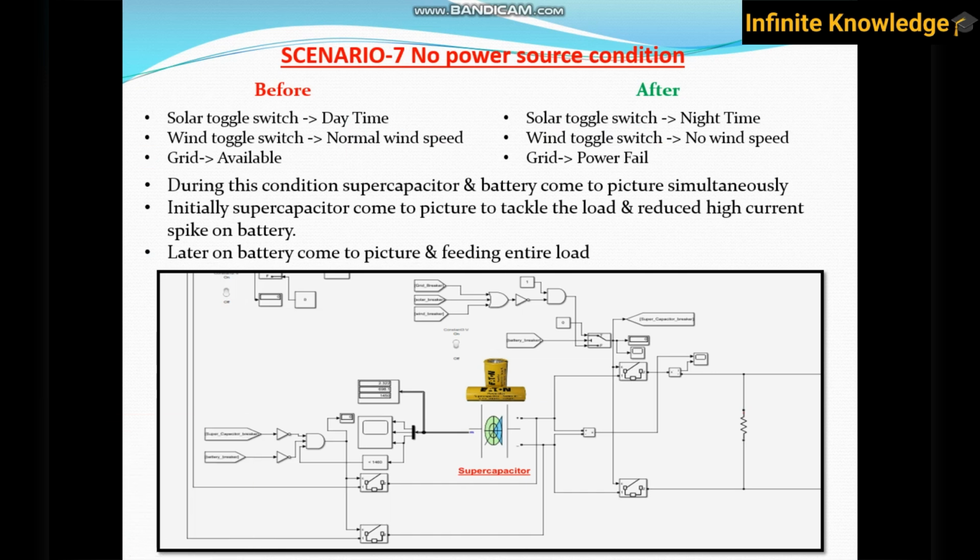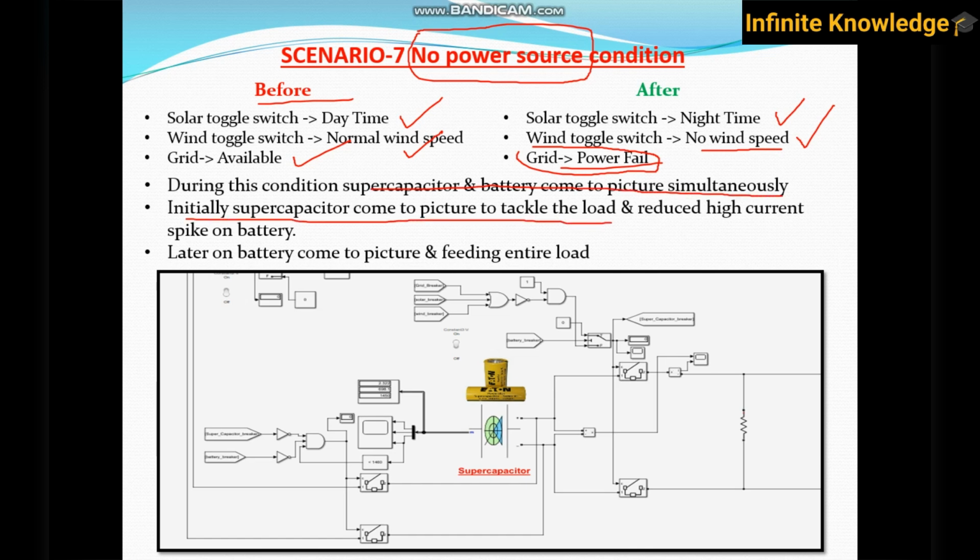What is the seventh scenario? No power source available. Right now the supercapacitor and battery come into the picture. Before, in the earlier scenario, it was daytime with normal wind speed and grid availability. But when I change to night time, there is no solar, there is no wind, and the grid power also fails. In this condition, the supercapacitor and battery come into the picture. Initially the supercapacitor takes all the load and reduces the high current spike on the battery. Later the battery comes into the picture and feeds the entire load.